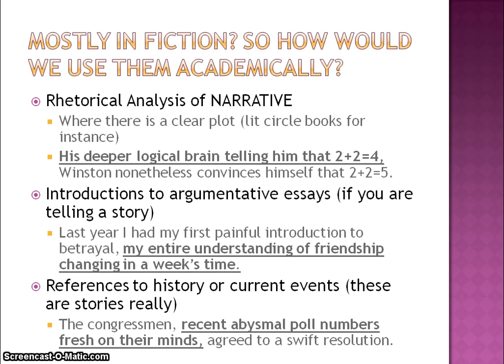You can also use absolutes if you are making references to history or current events. History and current events really are just stories. They are narrative. They're just true narrative. The congressman, comma, recent abysmal poll numbers fresh on their minds, agreed to a swift resolution. So you've got recent abysmal poll numbers, that's a noun, fresh on their minds. Now this is not a participle. I think you would say it's an adjective, but it is an absolute because you would put in the word were, fresh on their minds, if you wanted to use a whole IC, but we're taking out that were.